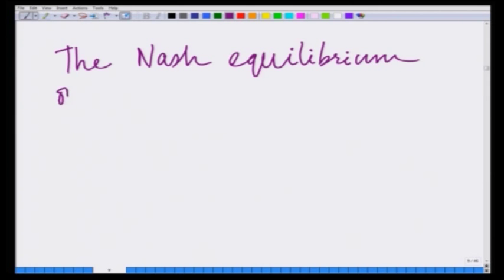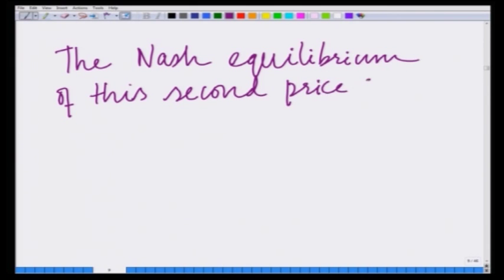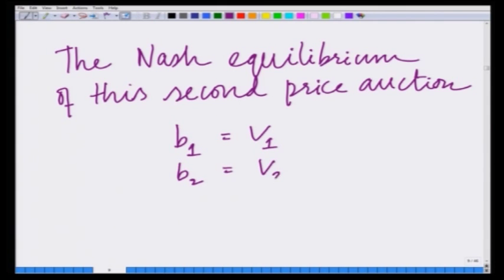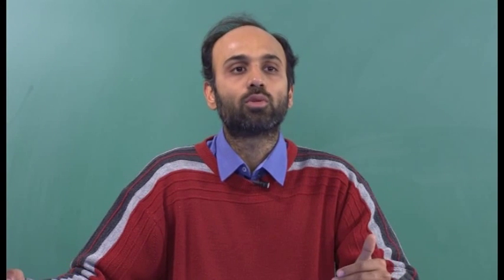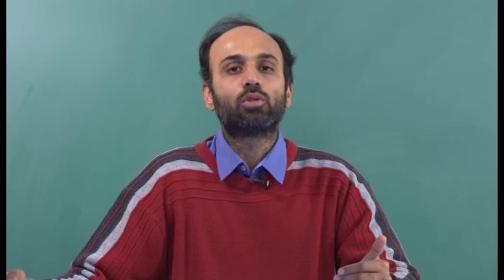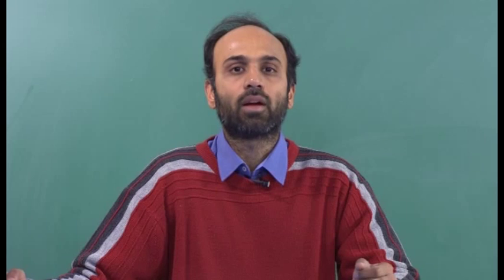of this second price auction is given as B1 equals V1 and B2 equals V2. That is, what we are saying is that each player bidding his true valuation, that is B1 equals V1 and B2 equals V2, is the Nash equilibrium of this Bayesian second price auction.